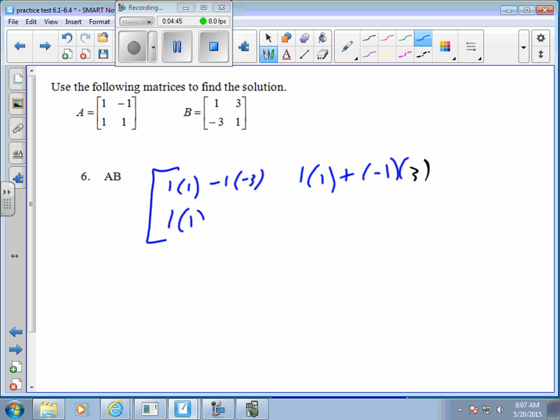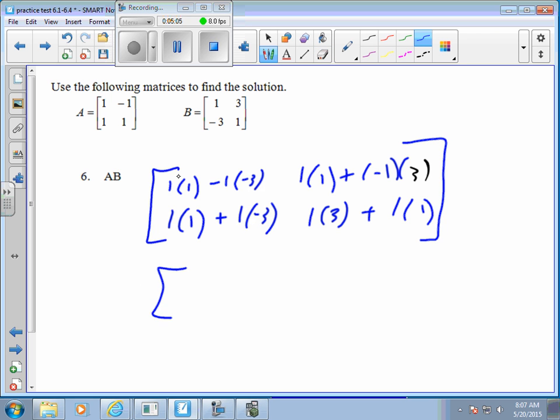So I get 1 times 1 plus 1 times -3. And then 2, 2 would be row 2 times column 2. I get 1 times 3 plus 1 times 1. Now, we need to simplify these. We can't just leave it like this.